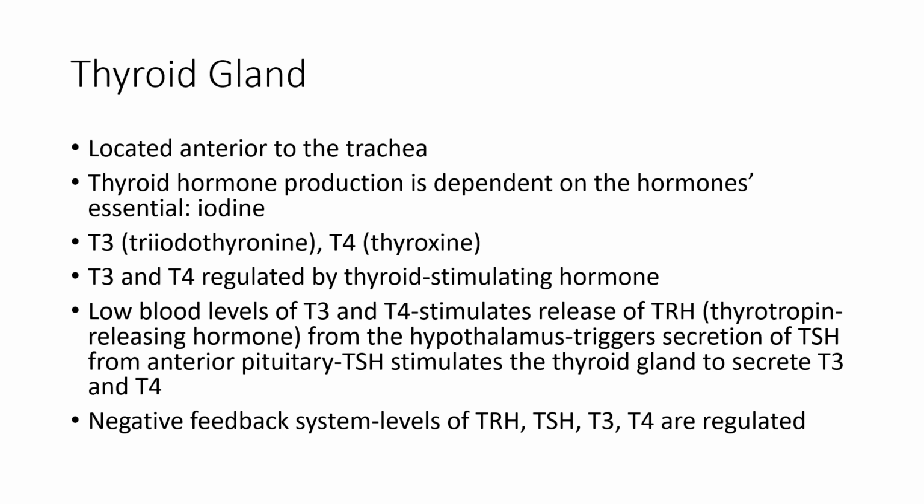in the anterior pituitary gland. Low blood levels of T3 and T4 stimulate the release of thyrotropin releasing hormone from the hypothalamus, which triggers secretion of TSH from the anterior pituitary. In turn, the TSH stimulates the thyroid gland to secrete T3 and T4. So the levels of TRH, TSH, T3, and T4 are regulated by a negative feedback system in which increased levels of T3 and T4 decrease the production and secretion of TSH.